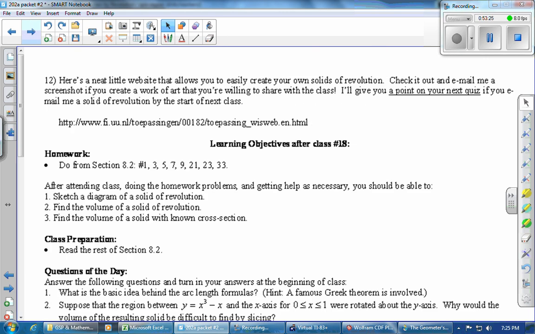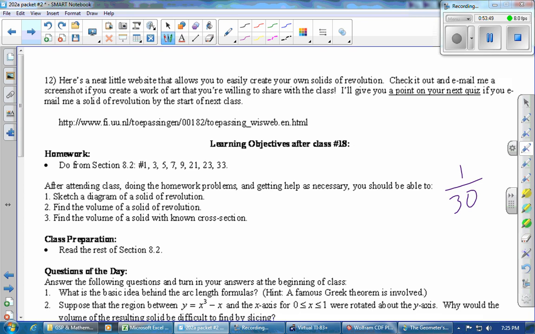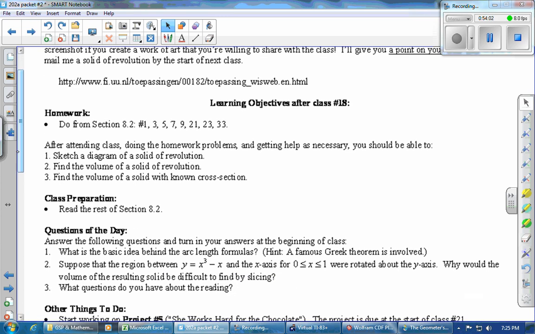And what's on the next page, number 12, is a neat little website that allows you to easily create your own solids of revolution. Check it out, email me a screenshot if you create a work of art that you're willing to share with the class. I'll give you a point on your next quiz if you email me a solid of revolution by the start of next class. And when I say a point, I don't mean a percentage point, but a full point on the next quiz. So if the next quiz is out of 30 points, you are adding 1 point out of 30. That's like a 3% bump right there. So check out the website if you have some time. Share with me your best work or works of art if you can't choose just one, and I'll give you extra credit.